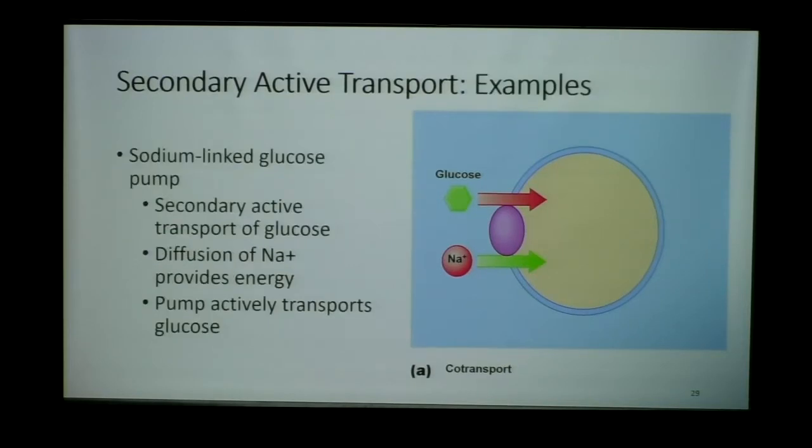I'm going to say that 100 times because it sounds a little bit confusing at first, but hopefully it makes some sense as we look at a few examples here. So the first example is the sodium-linked glucose pump. And because the movement is happening in the same direction, we sometimes call this co-transport. Co-transport, meaning that they're both sort of going in the same direction. This is an example of secondary active transport. We have the movement of sodium down its concentration gradient, and that facilitates this pump, which uses this energy to move glucose against its concentration gradient.